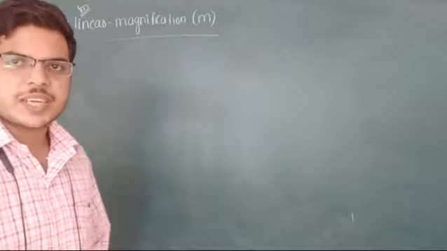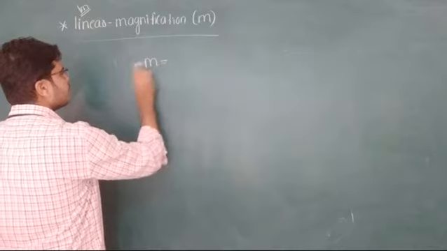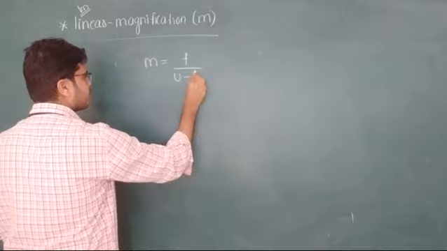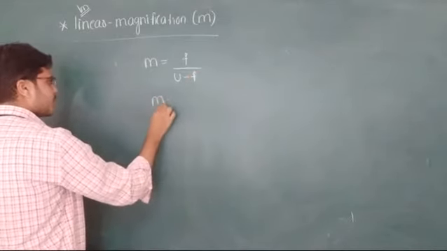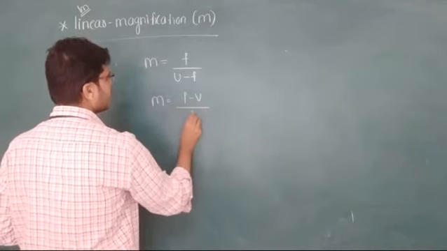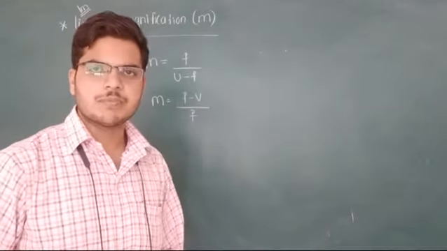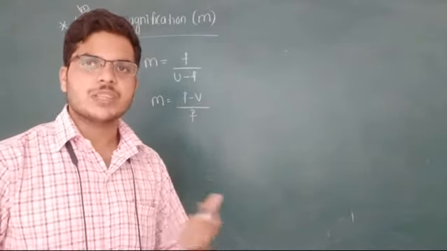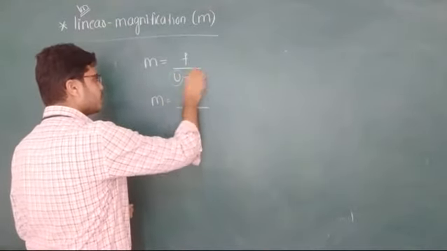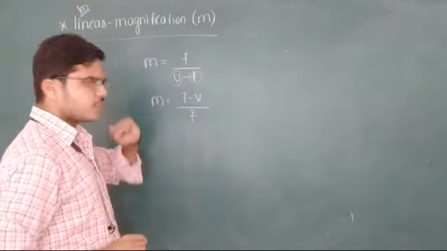The linear magnification is also calculated using the formula m = f/(u - f)... The second formula is m = (f - v)/f. By using these formulas, we can also calculate the linear magnification. While solving problems, they give object distance and focal length, they do not give the v value, instead they give f. Therefore, this is the formula.